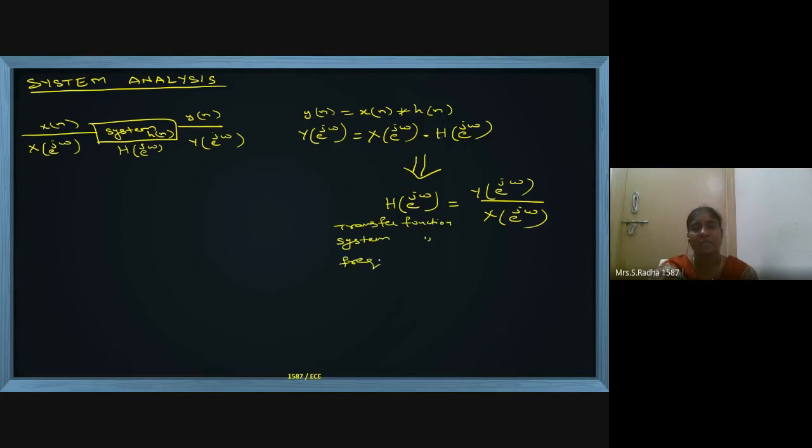These are the other names for H of e power j omega. This is the story about system analysis everywhere. Now, in all the transforms, I have given this diagram. You can just understand it, don't learn it by heart. We will go with a problem.